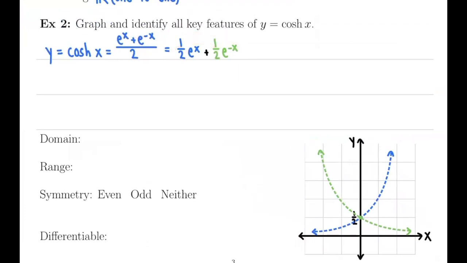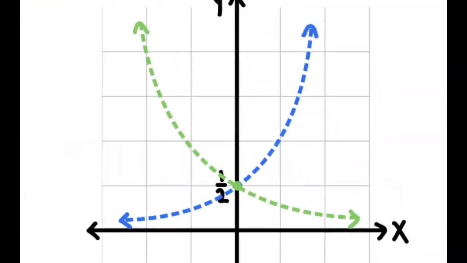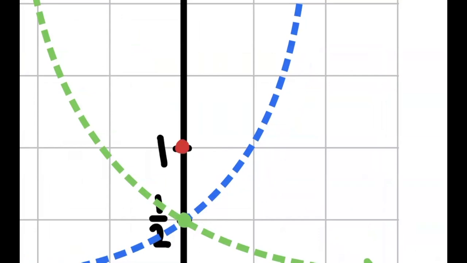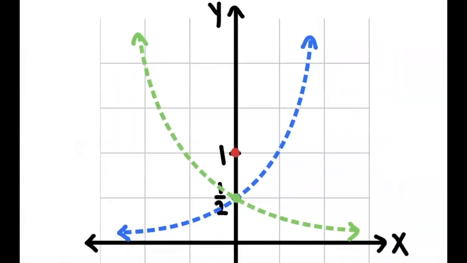The blue output and the green output are going to add. For instance, at 0, the blue output is half. The green output is also half. So those are going to add to give you 1. That's our first point for cosh. The graph of cosh is going to go through 0, 1. That's the y-intercept. Now we need to graph the rest of it.